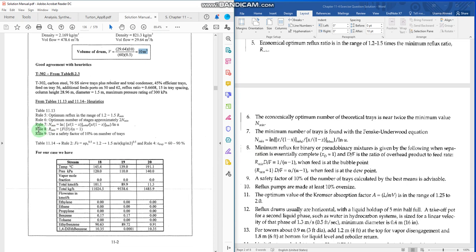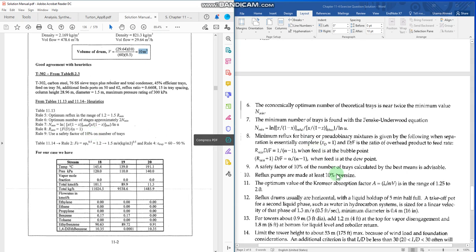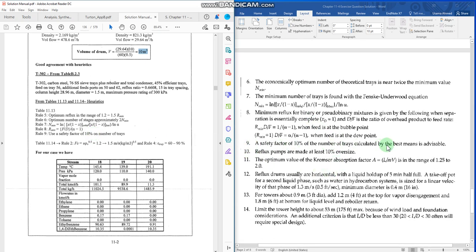Now, rule number 8, R minimum is equal to feed divided by distillate divided by alpha minus 1. So we can have this equation for the R minimum. Okay. Then rule number 9, use a safety factor of 10% on the number of trays. So you have to use the safety factor as given here in rule number 10 to be on the safe side.